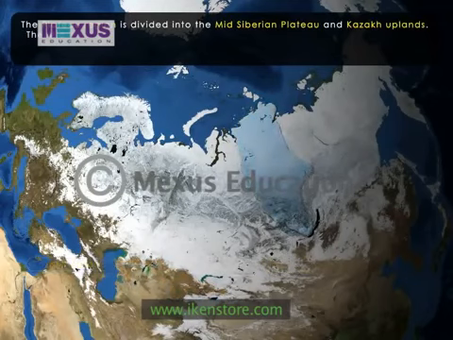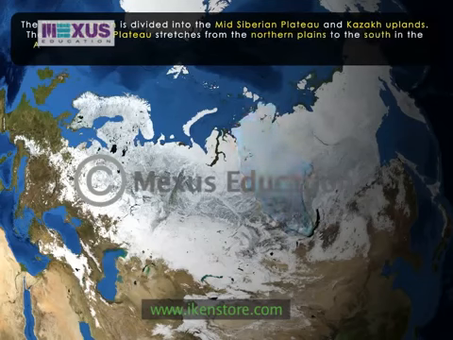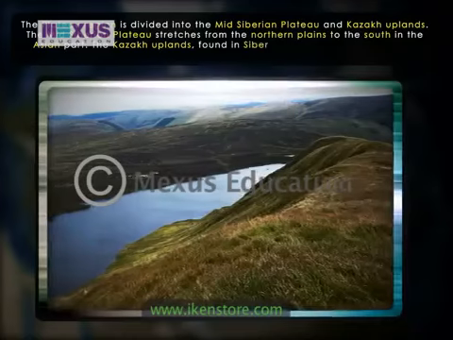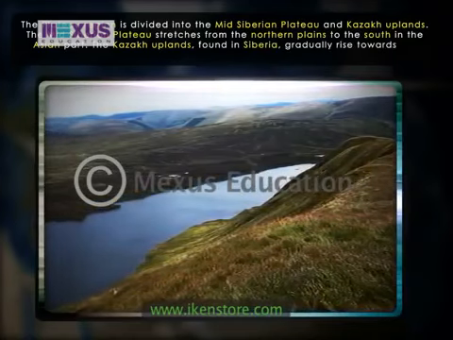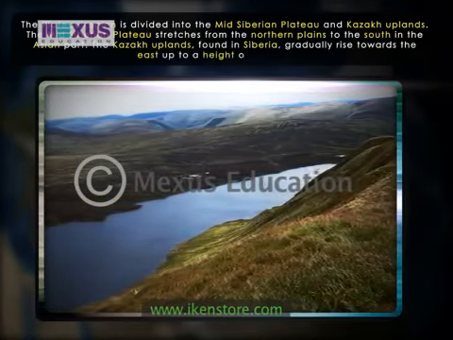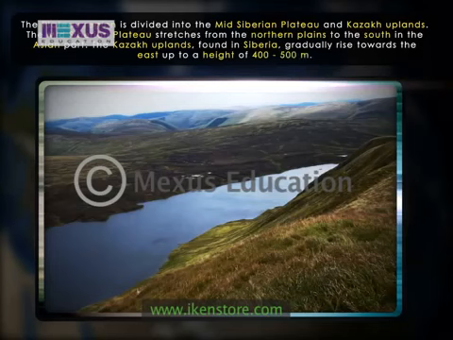The plateau region is divided into the Mid-Siberian Plateau and Kazakh uplands. The Mid-Siberian Plateau stretches from the northern plains to the south in the Asian part. The Kazakh uplands, found in Siberia, gradually rise towards the east up to a height of 400 to 500 meters.